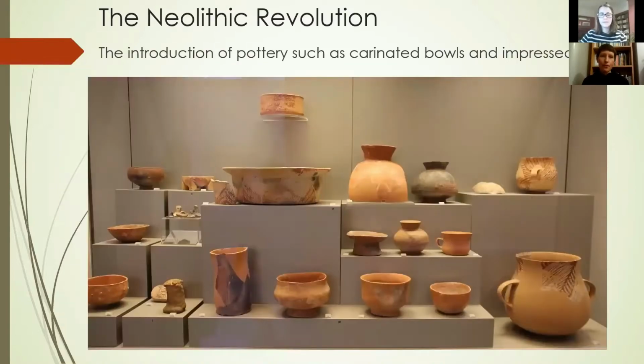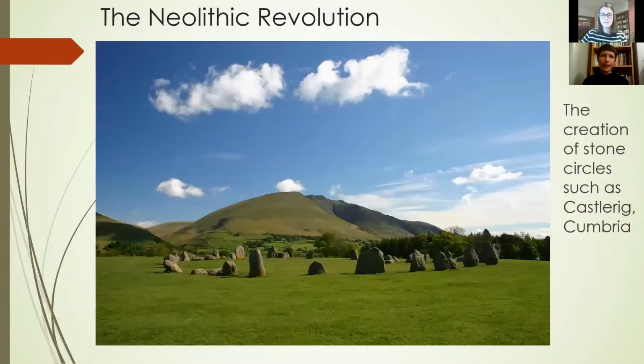At this time, pottery was introduced, such as carinated bowls and impressed ware. And people created the first stone circles, such as Castlerigg in Cumbria. Many of these stone circles were aligned and orientated towards the winter solstice and the summer solstice, towards the sunrise and the sunset, towards the equinoxes, or towards the moon phases. This showed that our ancestors, rather than being primitive, had a highly sophisticated view of the heavens, a good knowledge of the turning of the seasons, the cycles of the sun, the moon, and the stars.